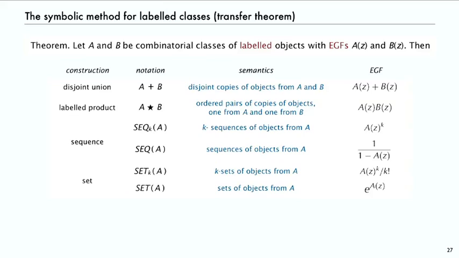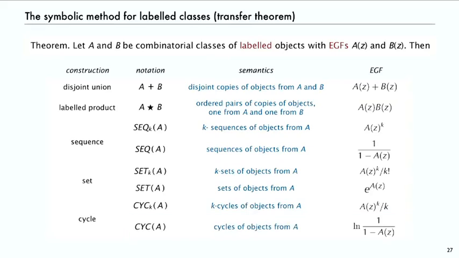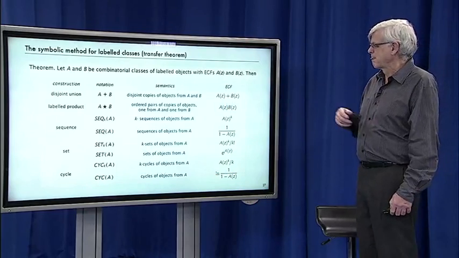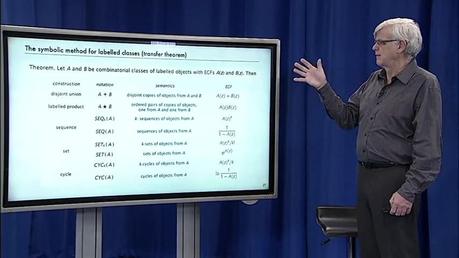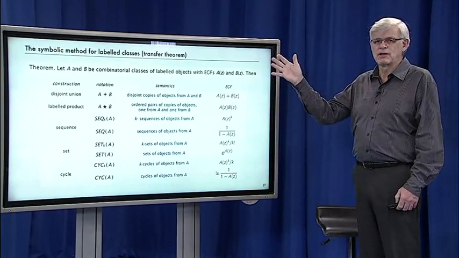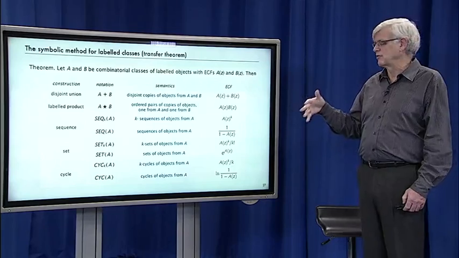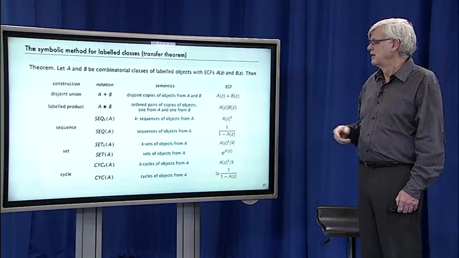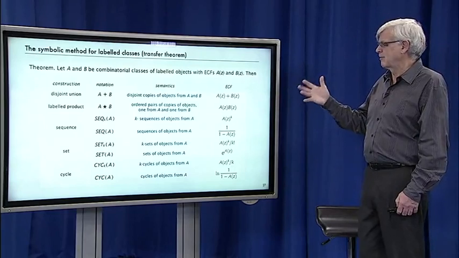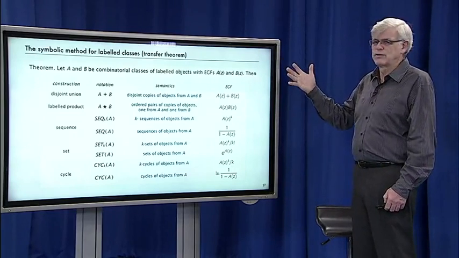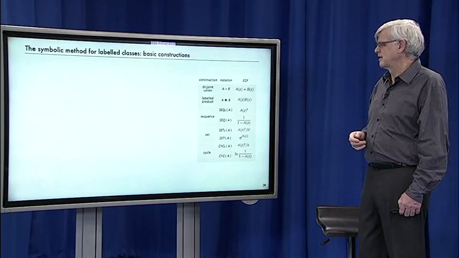So that's a set of size k, and a set of any size is the sum of those, which is e to the A of z. Cycle is A of z to the k over k, and cycles of any length is log of 1 over 1 minus A of z. So if we know the generating function for a combinatorial class, and we perform one of these operations, we know the generating function for the result. And that's an extremely powerful transfer theorem that's the basis for the symbolic method.